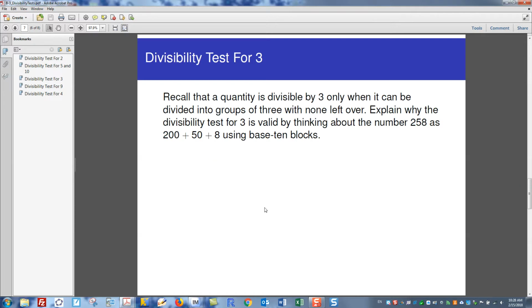I made another handout that you can copy off if you like from the section here about this. So if we were in class, I would hand out the base 10 blocks, but we're not, so we'll use a handout to do this. Recall that a quantity is divisible by 3 only when it can be divided into groups of 3 with none left over. So explain why the divisibility test for 3 is valid by thinking about the number 258 as 200 plus 50 plus 8, or using base 10 blocks.